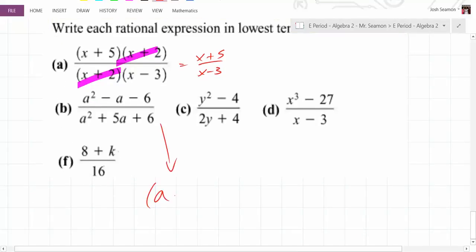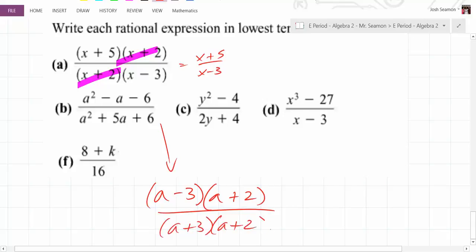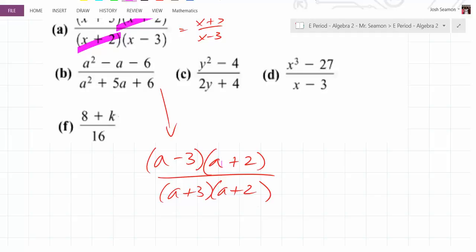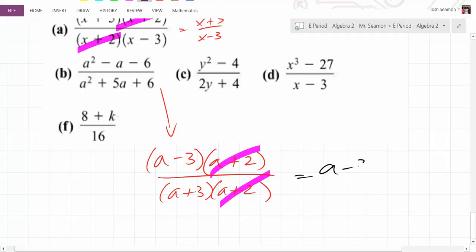For B, I got a minus 3 times a plus 2, over a plus 3 times a plus 2. Exactly. So what cancels? A plus 2. Yeah, the a plus 2's cancel, leaving you with just what? A minus 3 over a plus 2. Correct. And you're done. Good.